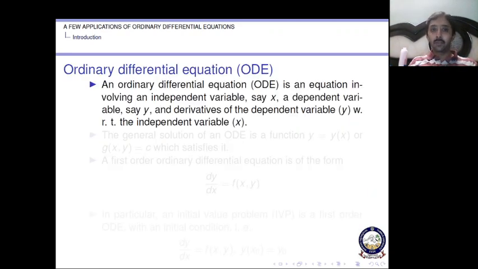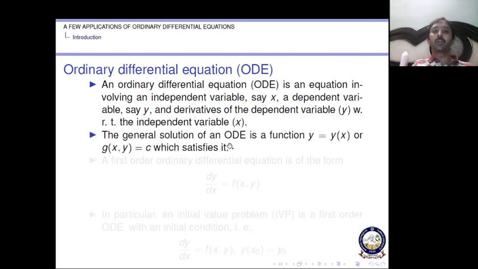So first of all, we'll see what an ordinary differential equation is. An ordinary differential equation, which is also called an ODE, is an equation involving an independent variable, a dependent variable, and the derivatives of the dependent variable with respect to the independent variable. Most commonly, we take the independent variable to be x and the dependent variable to be y. So accordingly, an ordinary differential equation involves x, the independent variable, y, the dependent variable, and the derivatives of y with respect to x.